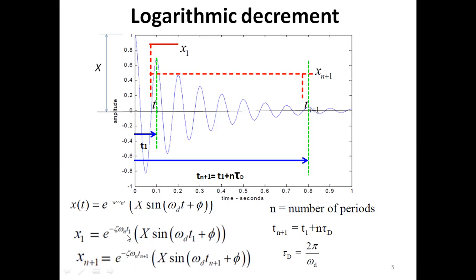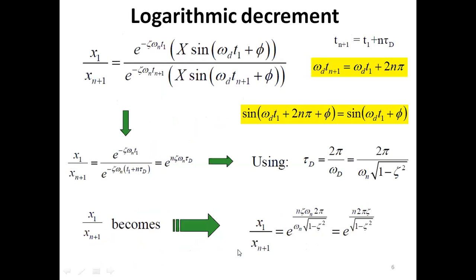So what we would be doing, if we divide this equation, that is the displacement at point 1 by the displacement at point n plus 1, then we would have a simple equation from where we would be in the position to derive the equation for zeta. So dividing the displacement x1 by displacement xn plus 1, we have this equation for x1 and this equation for xn plus 1.